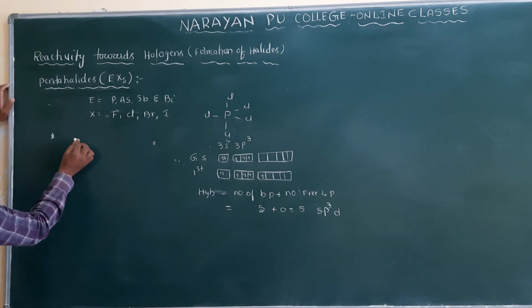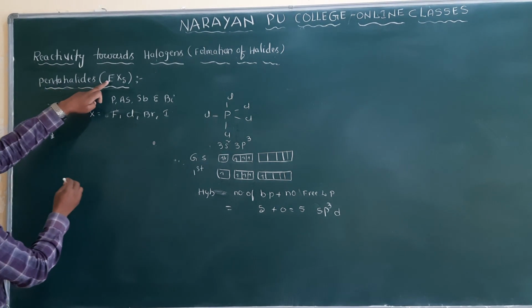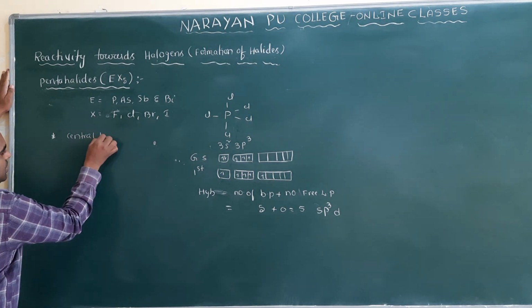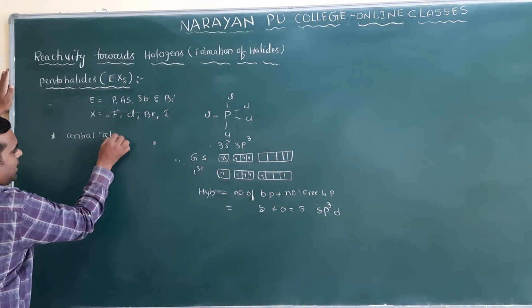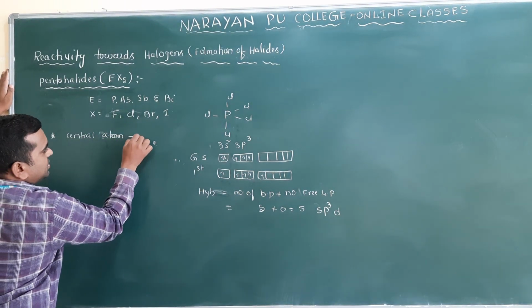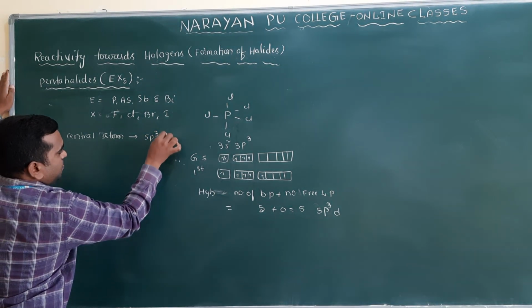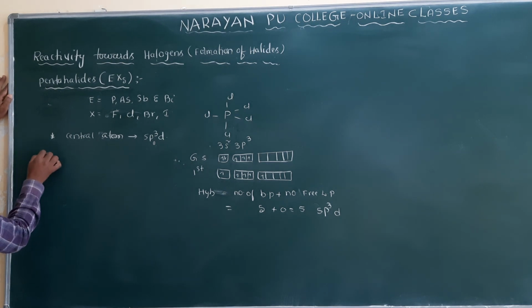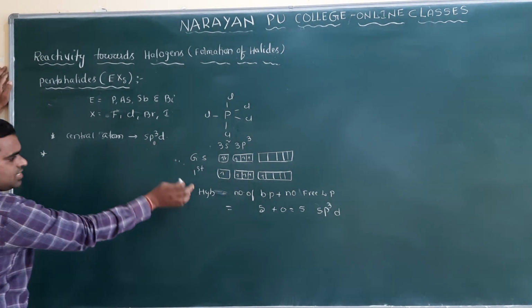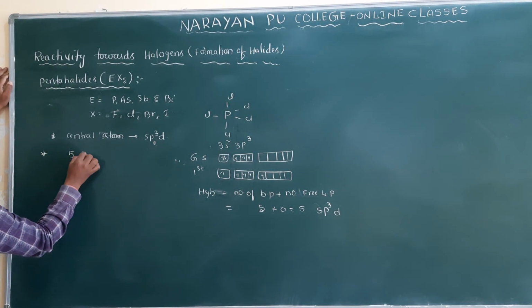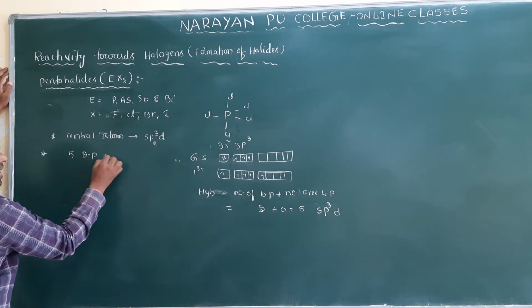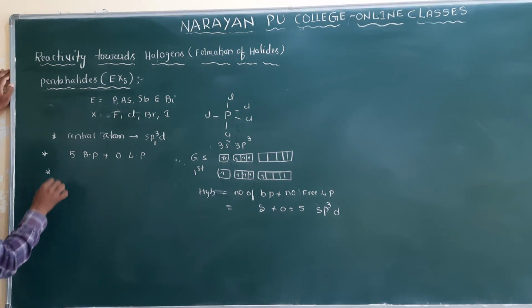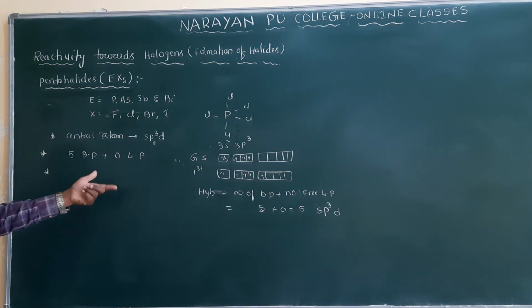So what is the first point here? The central atom hybridization in the pentahalides is sp3d. Next point: there are 5 bond pairs and 0 lone pairs. What is the shape of that molecule? You already studied this in chemical bonding.